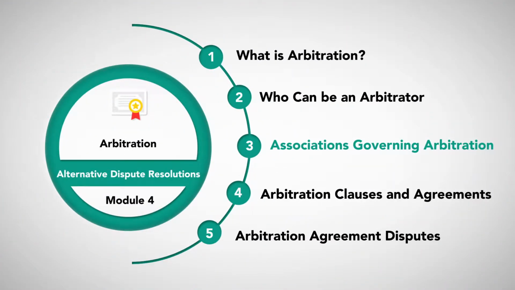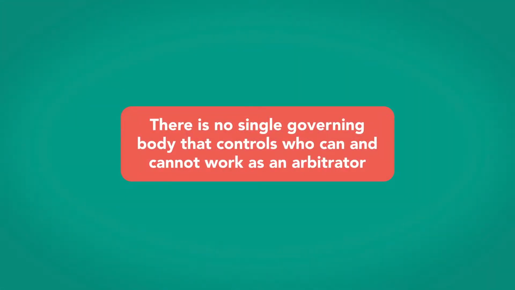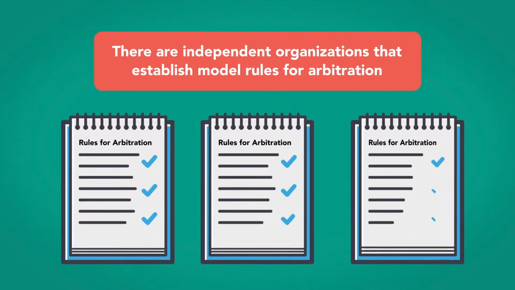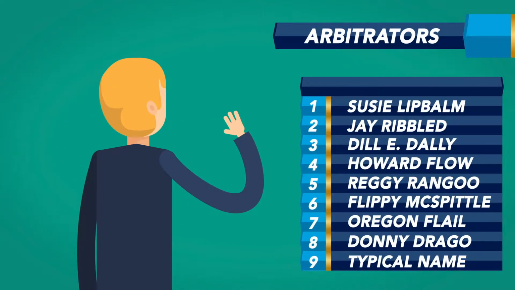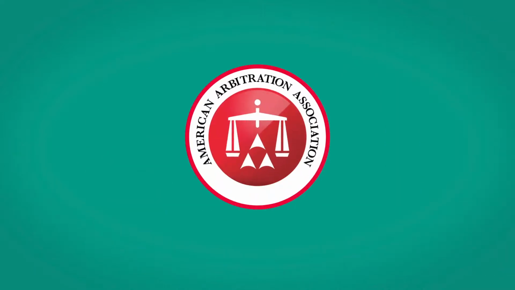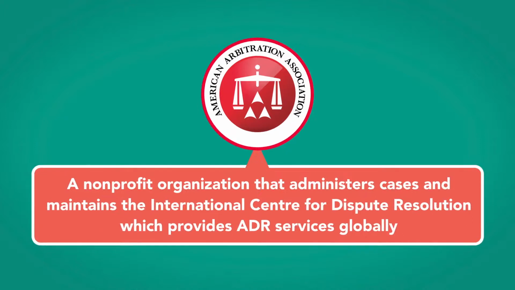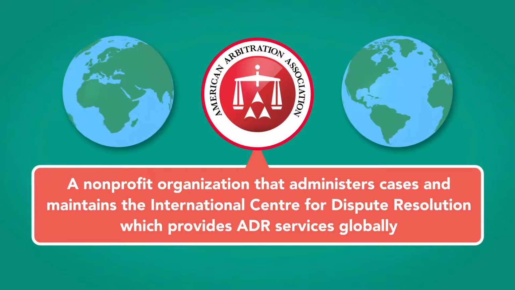Associations governing arbitration. There is no single governing body that controls who can and cannot work as an arbitrator. However, there are independent organizations that establish model rules for arbitration and maintain rosters of arbitrators for the public to access. The American Arbitration Association is a nonprofit organization that administers cases and maintains the International Center for Dispute Resolution, which provides ADR services globally.